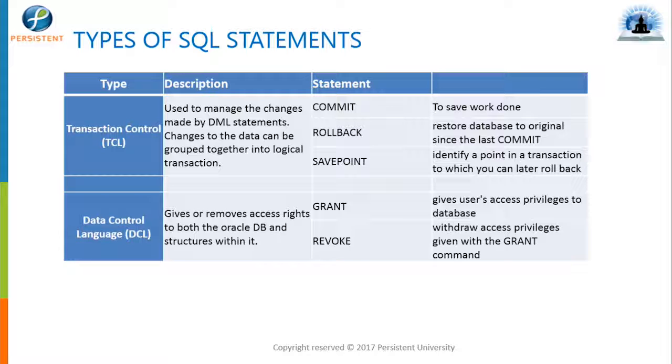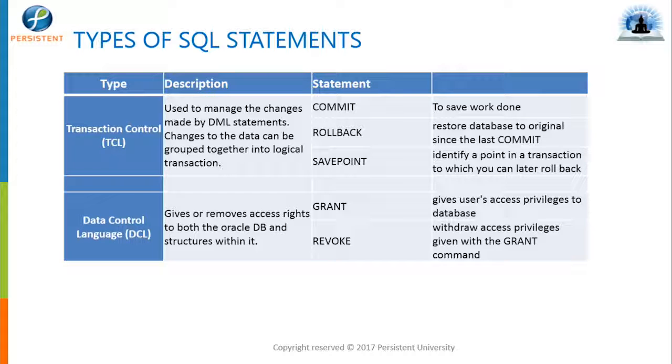Next type is TCL, that is transaction control language. It is used to manage changes made by DML statements. Commit, rollback and save point are the TCL statements available. Commit is used to save the changes made by DML statements, whereas rollback is used to undo the changes made by DML statements.